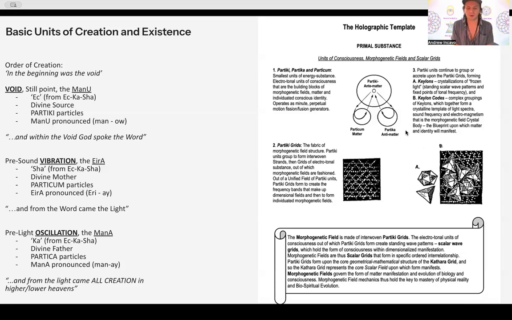So anyway, they didn't teach you this in science class for a reason, right? Anyway, let's continue on here.